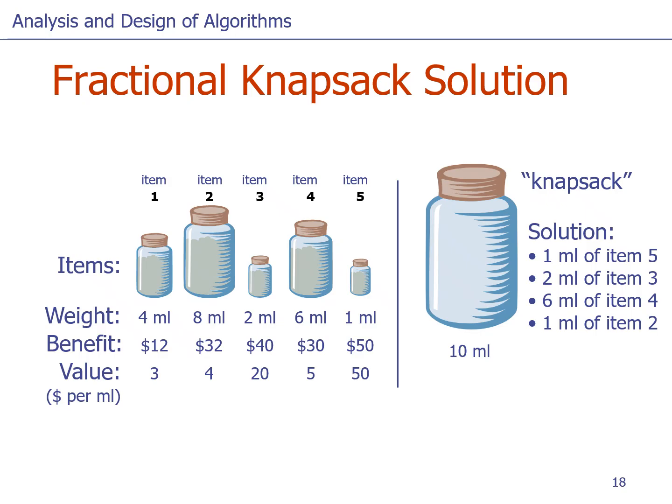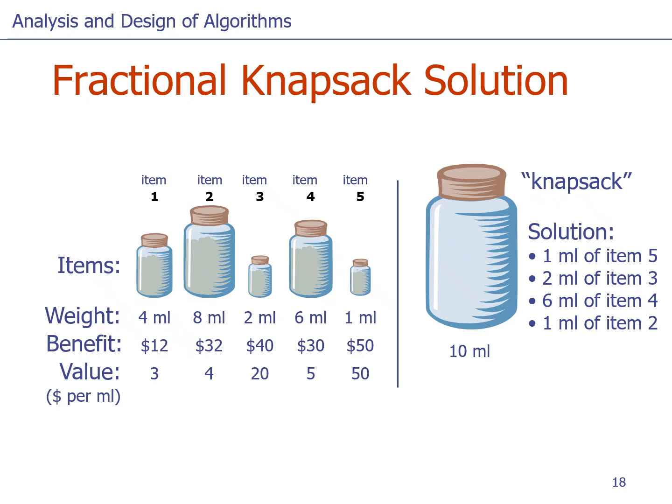So for item number 1, I have 4 milliliters, and the benefit is $12, which means that 1 milliliter is worth $3. I'm just dividing 12 by 4. The second item, it's 8 milliliters, and its value is $32. So I divide 32 by 8, I get $4 per 1 milliliter of item 2. And this goes like that for the rest.